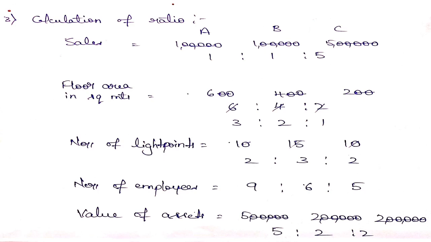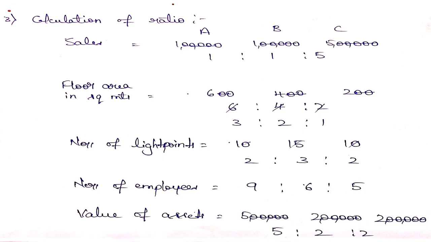And next, the number of light points is 10, 15, 10. If you want to simplify, you can simplify. Otherwise, you can just leave it as 10, 15 and 10. If you simplify, you will get 2:3:2.